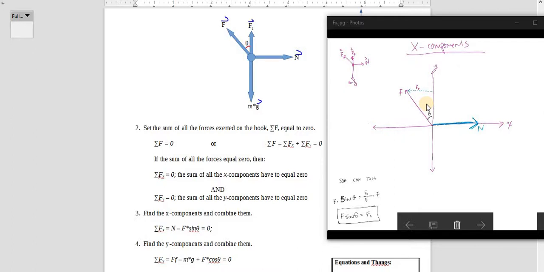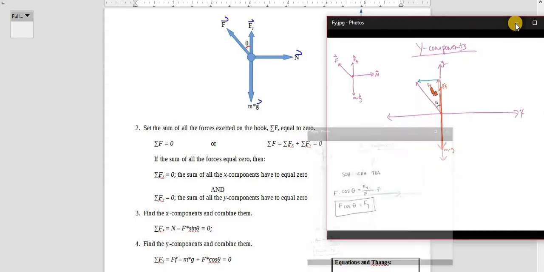To find that, I look at F sub x's position with respect to angle theta, and it's opposite. So I look at my handy dandy SOHCAHTOA and realize I have to use sine. After I did all that, I got this equation. And I did the same thing with the y components.